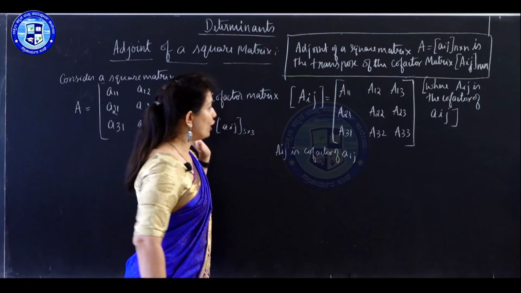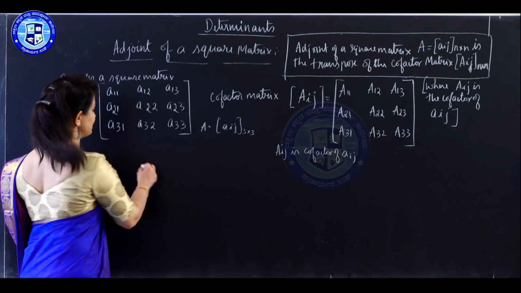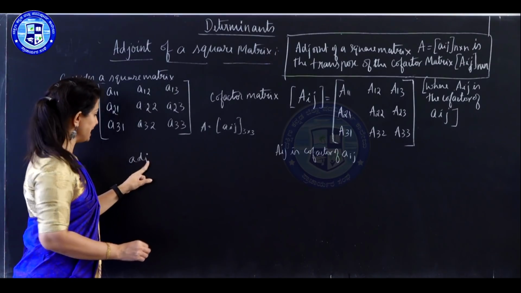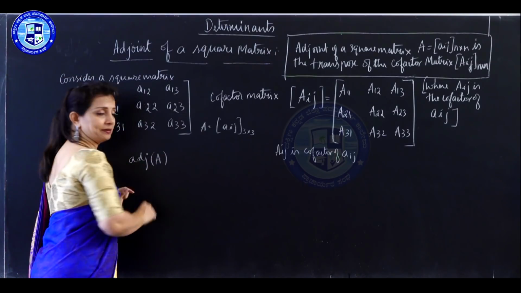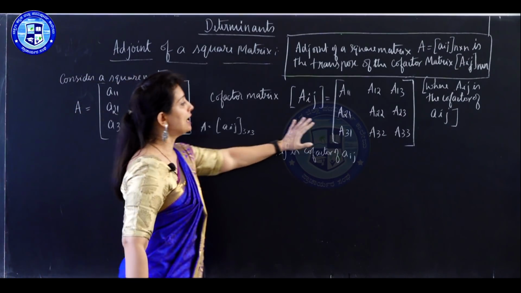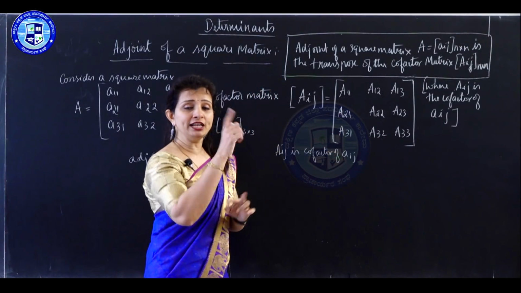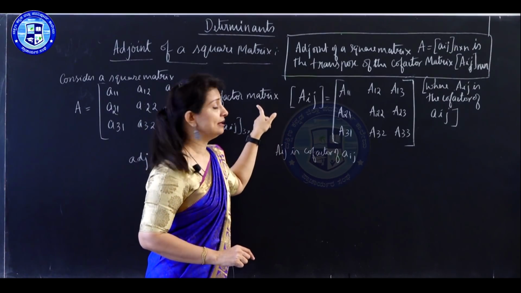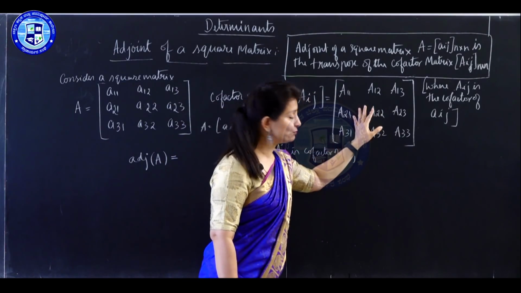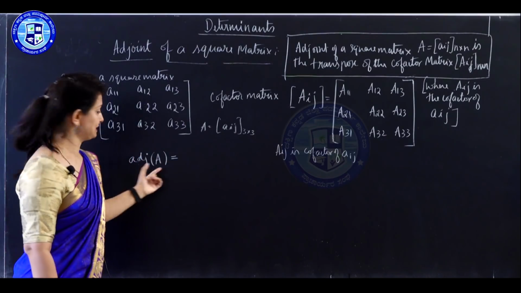Now, the adjoint of a square matrix. The adjoint of a square matrix is denoted by adj. In short it is written as adj A, for a square matrix A. The adjoint of A is nothing but the transpose of the cofactor matrix. Here we have the cofactor matrix. If you interchange the rows and columns, you will get the transpose of the cofactor matrix. So, if you write the transpose of the cofactor matrix, that is nothing but the adjoint of A. That's how simple it is.